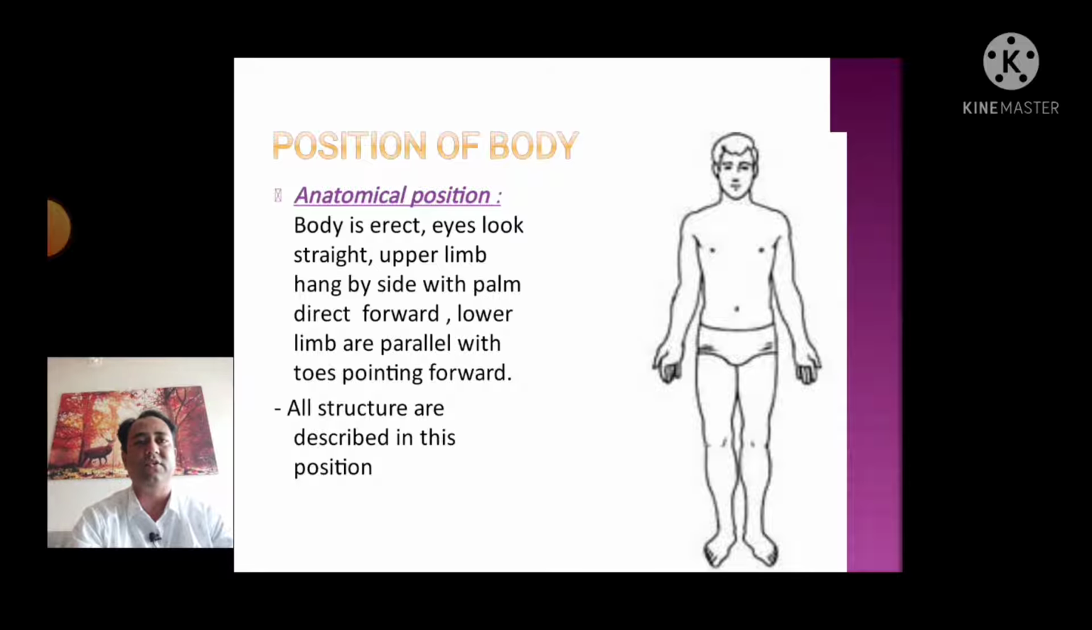And the anatomical position: here the body is erect, eyes look straight, upper limbs hang by the side with palms facing forward. Lower limbs are parallel with toes pointing forward. So this is the anatomical position of the body. All these structures are described in this position.